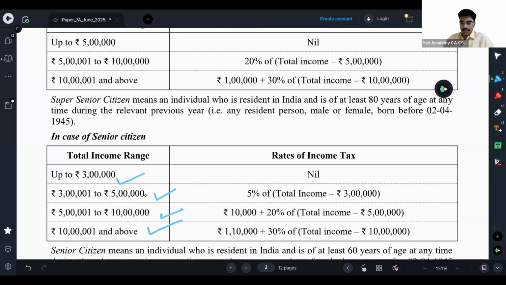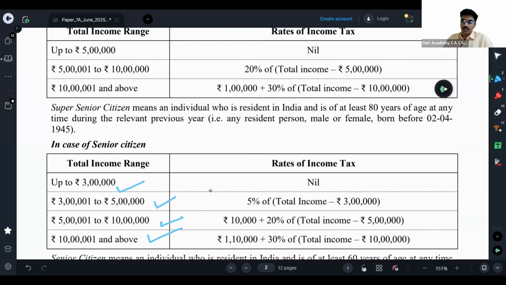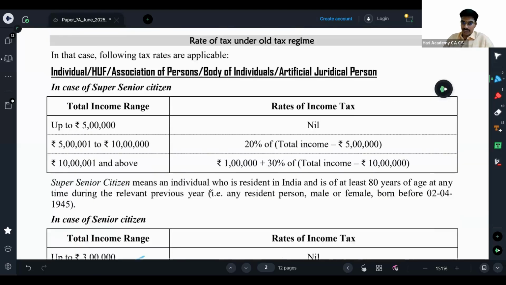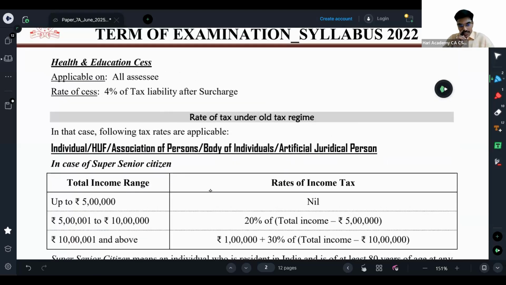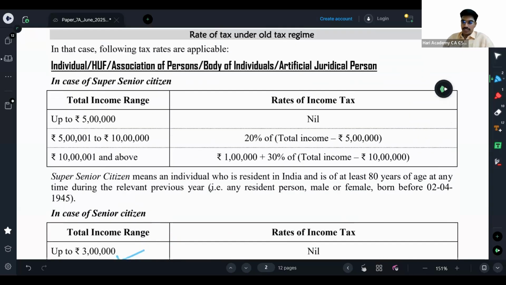Only this 50,000 limit is there. Like there it was 2.5, here the basic exemption limit itself is 3. For super senior citizen, the rate up to 5 lakhs is going to be nil. 5 to 10, it is going to be 20. And above 10, it is going to be 30. That is in relation to super senior citizen.